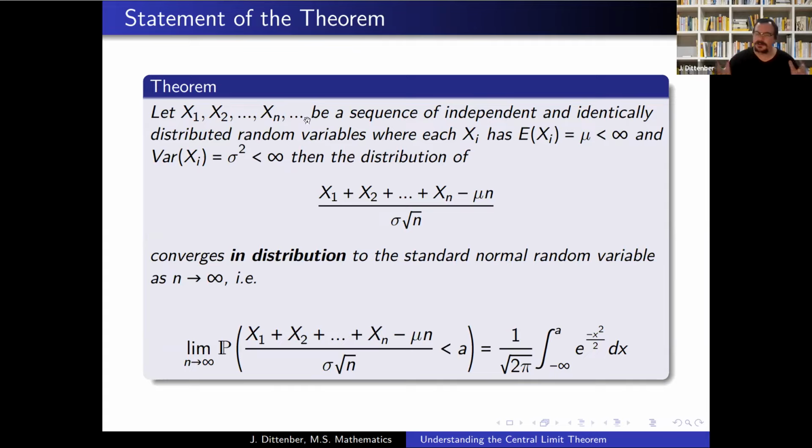Okay, so we've got our theorem, and we've got the idea, hopefully now, of what the theorem is saying: that if we have this sequence of independent and identically distributed random variables, where we've got these restrictions on the parameters, how can we describe their distributions? We describe their distributions with the parameters mu and sigma squared.